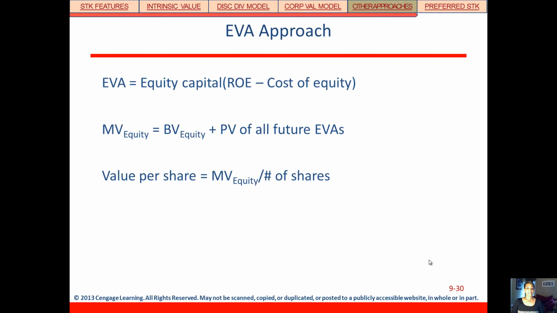Economic value added is equal to the equity capital times return on equity minus the cost of equity. So the market value of equity then is equal to the book value of equity plus the present value of all the future economic value that's added to the firm. And then value per share is the same as before with the corporate valuation model.